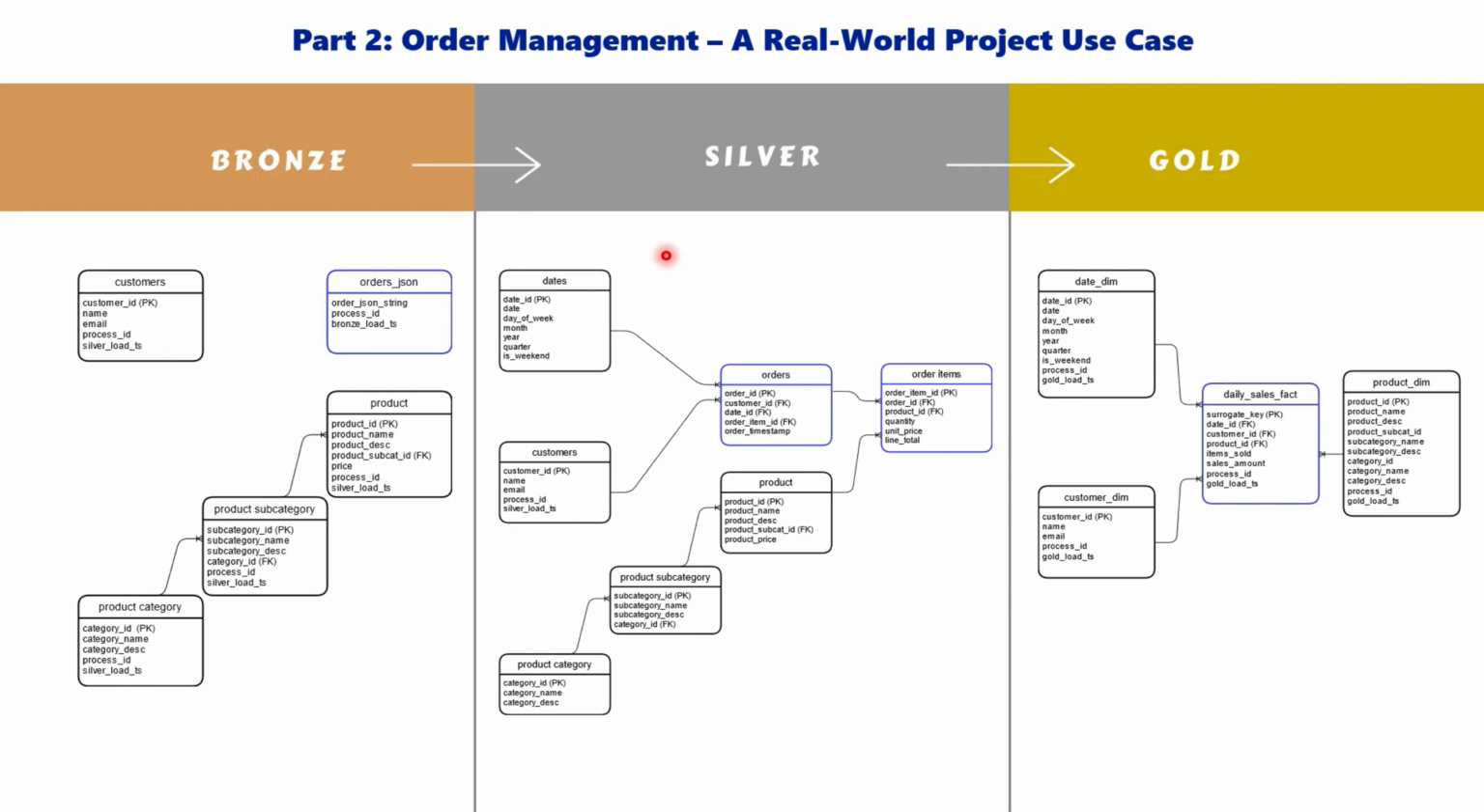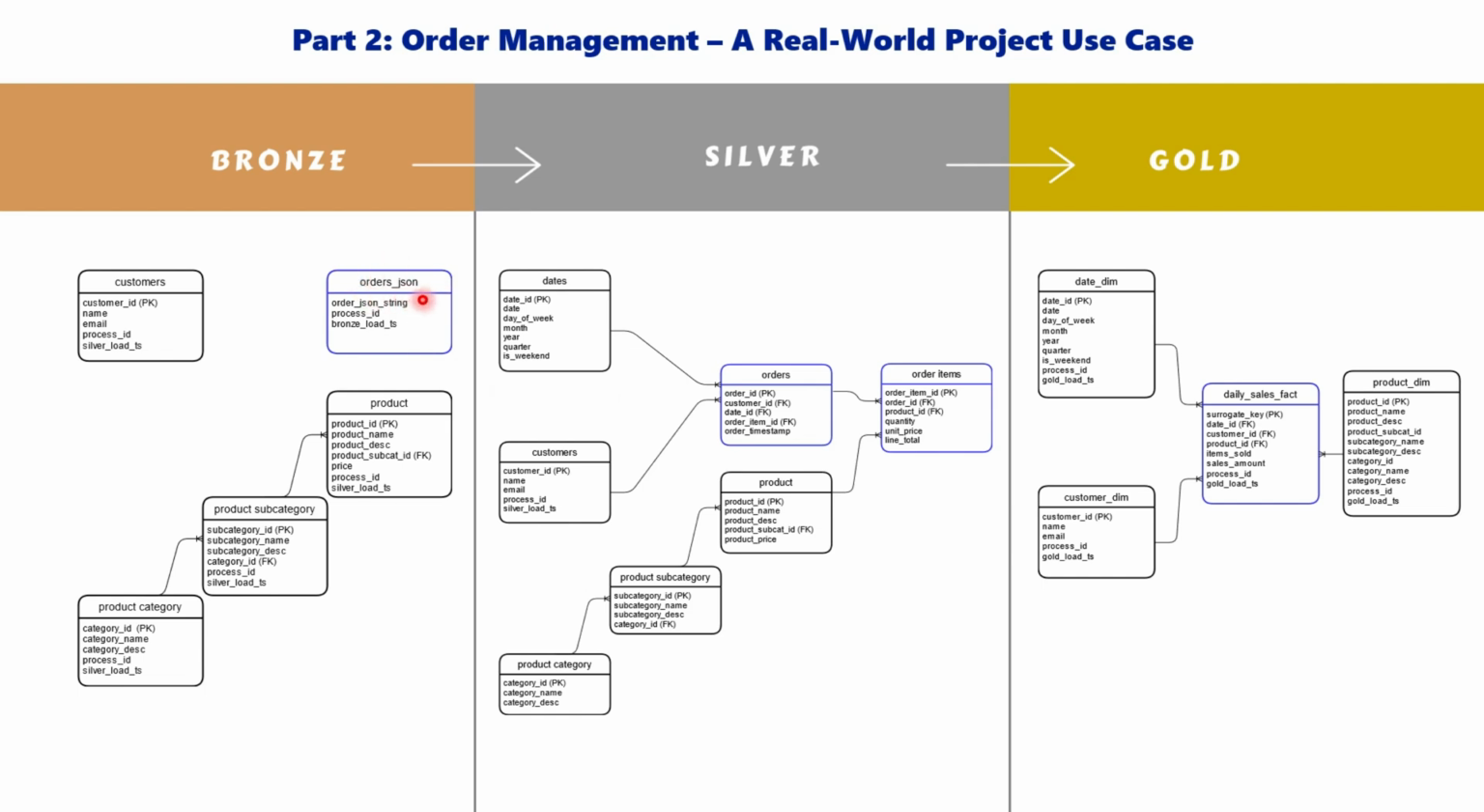Upon closer inspection, we can see that we bring customer and product-related tables as is, without many transformations. We also generate an entirely new table for dates. Apart from these, the major transformations are done in the order table.